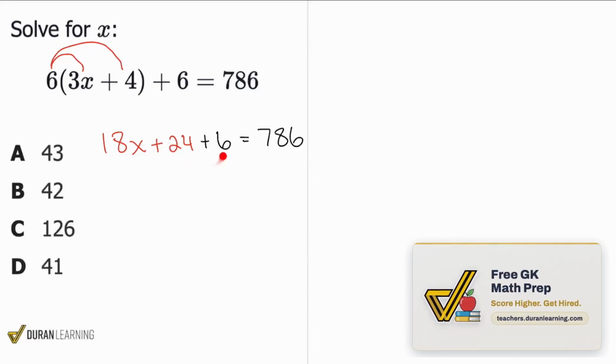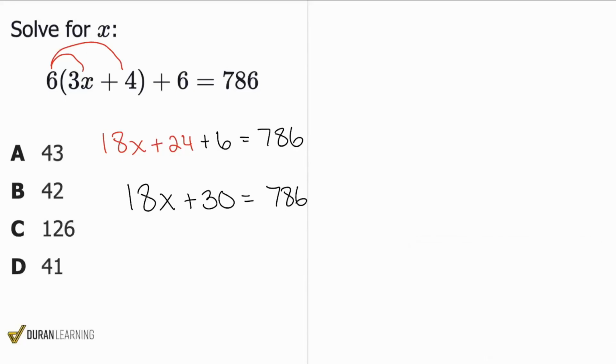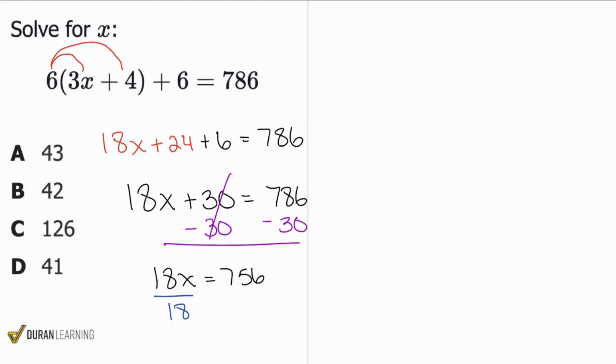Up next, one thing I notice is I can go ahead and combine some like terms. I have 24 plus 6. I'll bring those together. And so that makes it 18x plus 30 equals 786. And from here, although the numbers are larger, we're good. Just treat this like it's a regular two-step equation. So we'll continue by subtracting 30 on both sides. Cancels on the left, leaving me with 18x equals 756.